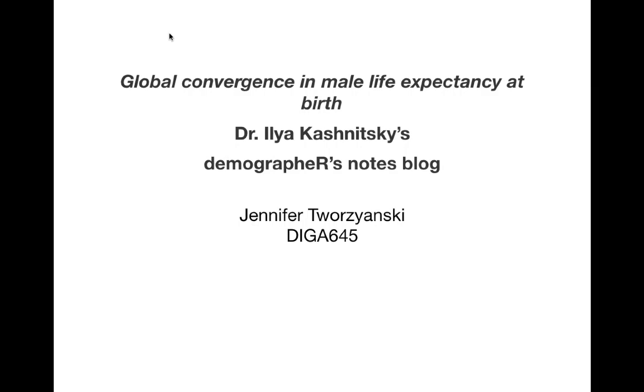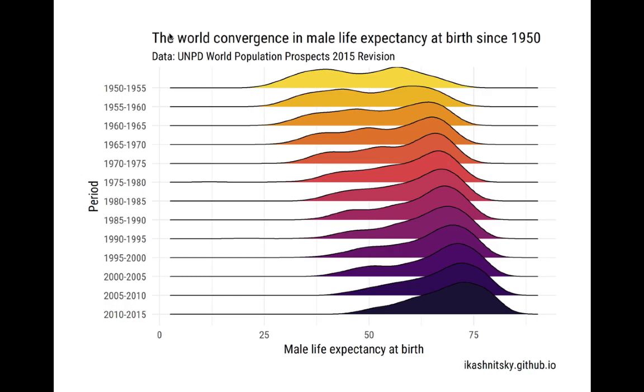Right, so what I chose to look at was an analysis about global convergence and male life expectancy at birth by Dr. Ilya Kuznetsov. I think I'm pronouncing his name right. I'm not sure. My Russian is pretty bad. I found this in his blog called Demographer's Notes. He's a postdoctoral fellow at, I believe, the University of Southern Denmark, and he's a demographer. So his blog is generally geared towards demographers or people who have an interest in demography. So this is pretty much the content of the particular blog entry that I'm looking at.